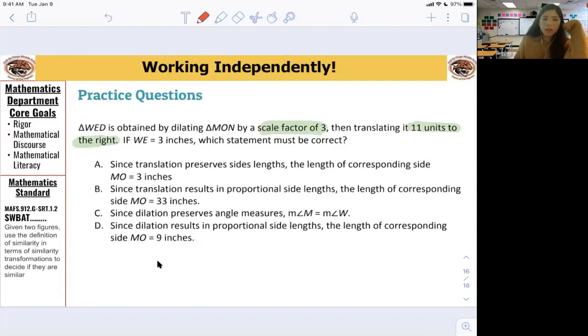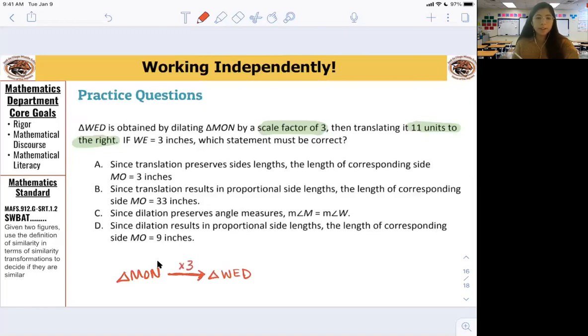MON. Good. MON was dilated, right? So read it, even though WED comes first in this sentence, read it carefully. WED is obtained by dilating triangle MON. So it goes MON to WED. Now, the scale factor is 3. So whatever MON is, it's times 3.